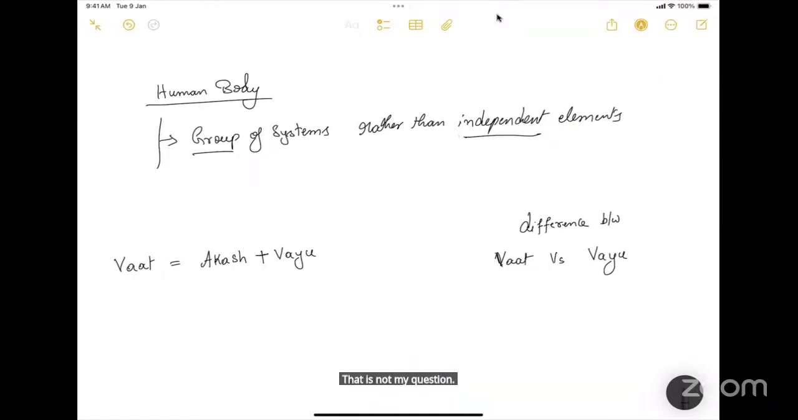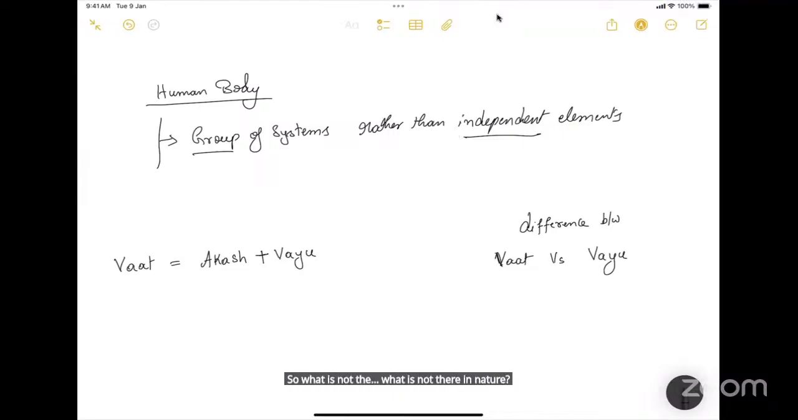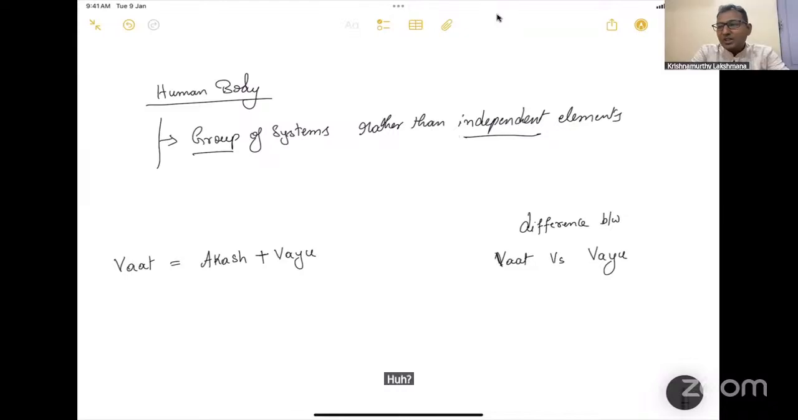Sir, Vayu is in the nature and Vat is something related to the human body. So Vat is not there in nature? Obviously, Vat is in nature because space is there and Vayu is there. So obviously, Vat is also there. So then what is the difference? Why do you require Vat, when Vayu itself is there? Why do you need Vat?